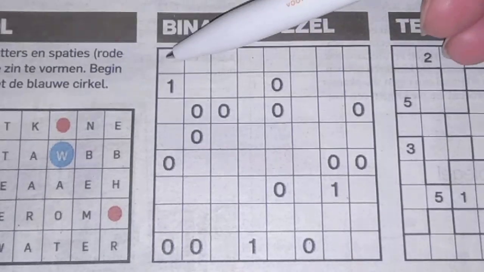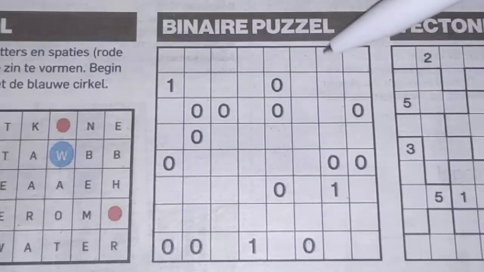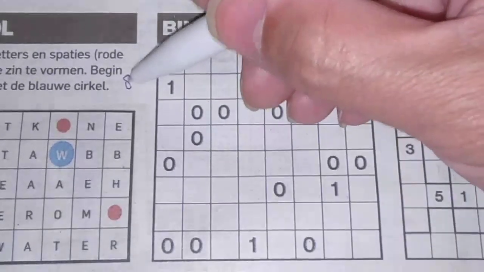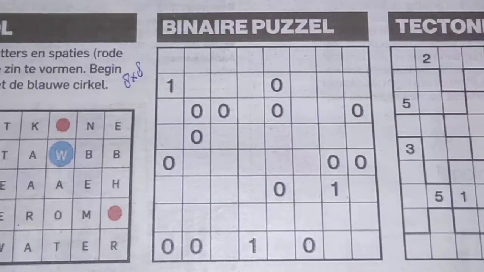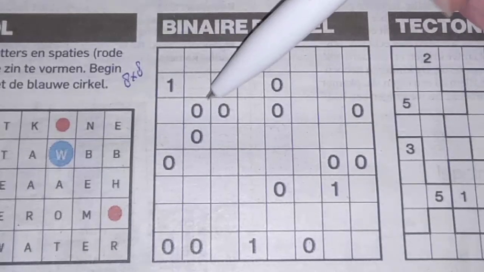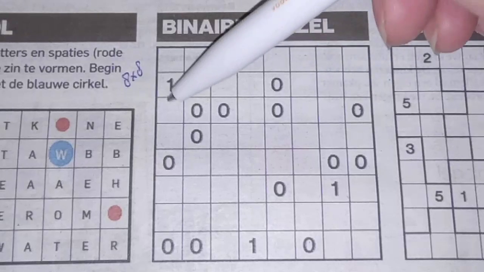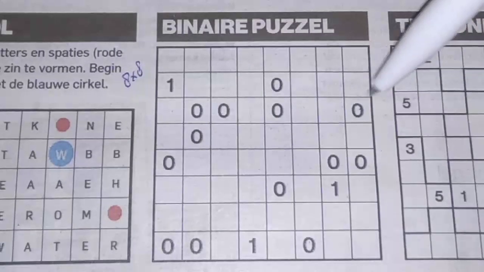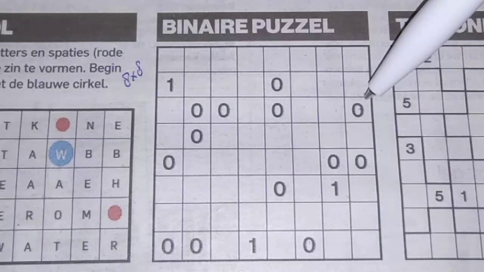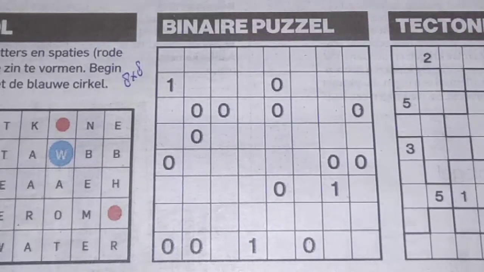So let's count: 1, 2, 3, 4, 5, 6, 7, 8. It's an 8 by 8 binary puzzle. That means 4 O's and 4 ones in a row or in a column. So let's get started.